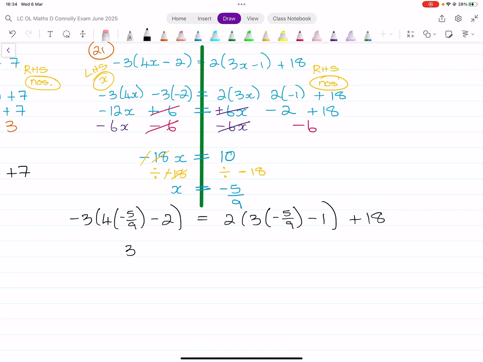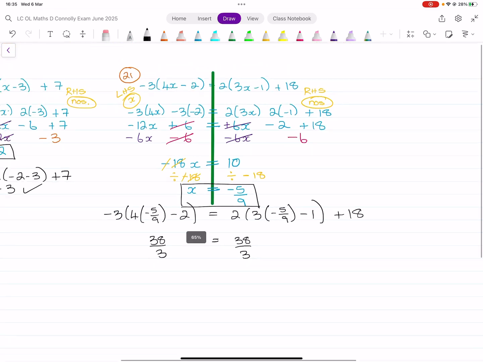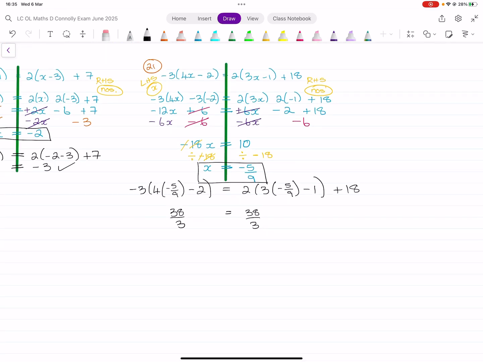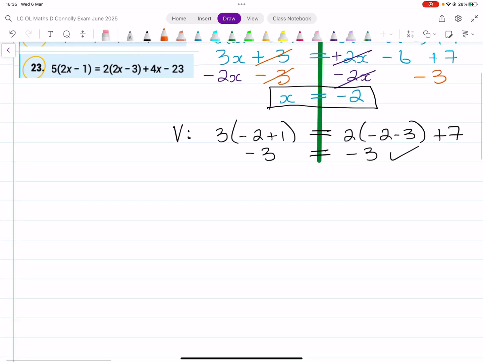So I am getting 38 over 3. The other side is 2, bracket 3, new bracket, minus 5 over 9, close bracket, minus 1, close bracket, plus 18. Yes, 38 over 3. So that means this is correct. And that's a good one to know because if I got an answer like that, I'd think I was wrong because it didn't work properly. Do you know what I mean?